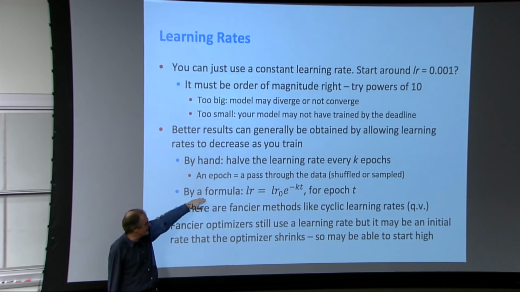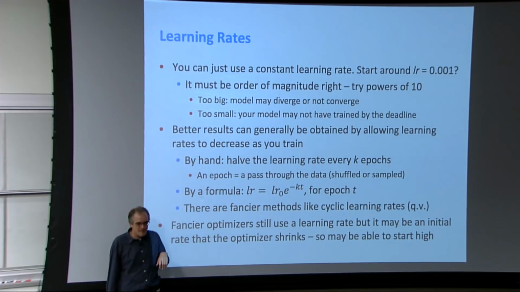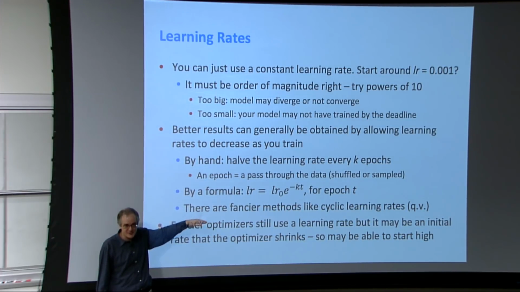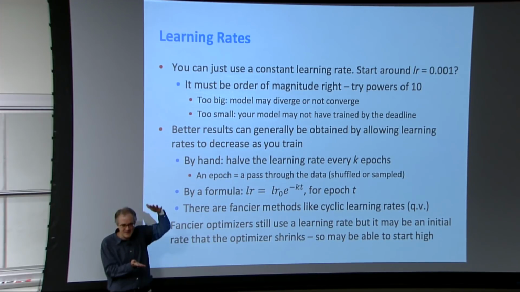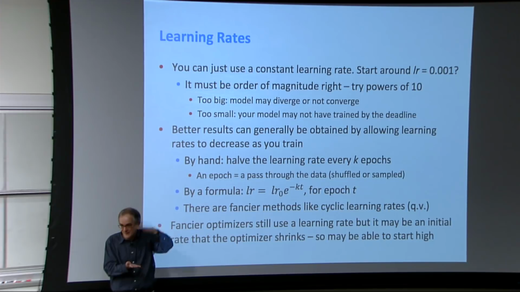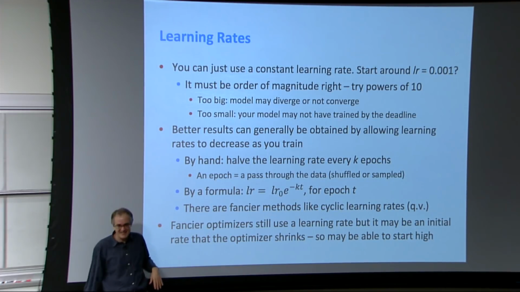You can use formulas to get per epoch learning rates. There are even fancier methods. You can look up cyclic learning rates online if you want, which sort of actually makes the learning rate sometimes bigger and then sometimes smaller. And people have found that that can be useful for getting you out of bad regions in interesting ways.